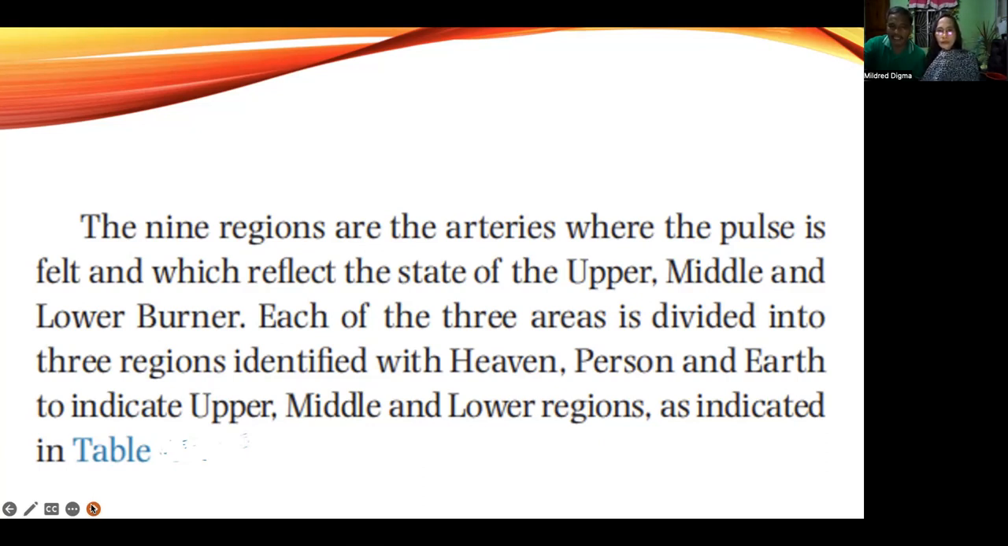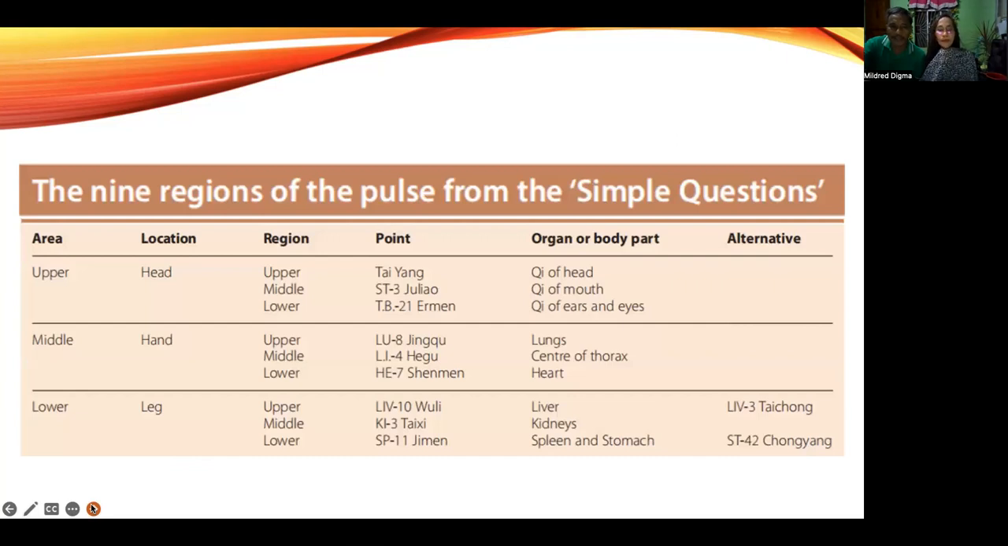So sa upper natin, yung heaven, person, and earth. Sa middle naman is the lower region indicated in the next table. Okay, ito yung summary. Yung upper, nasa ulo siya, mahati pa sa tatlong region: upper, middle, lower. Doon naman sa middle, nasa kamay, mahati ulit sa tatlo, upper, middle, at saka lower. At sa pinakababang region is yung nasa paa, mahati ulit, kaya siyam siya lahat. So according to Yellow Emperor, ito yung kanilang regions na pwede nilang i-pulse.